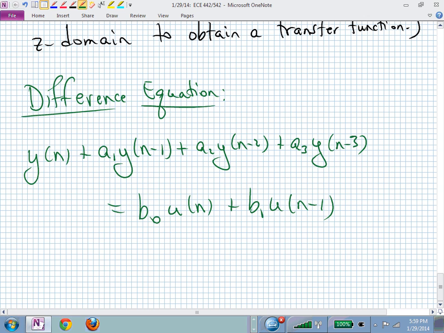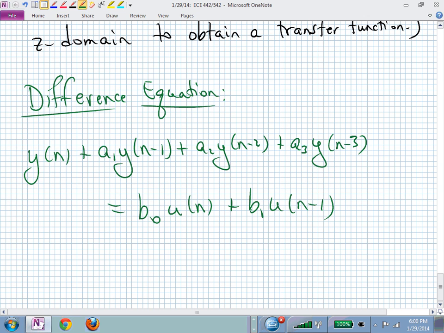How many delays or advances do you have? Here what you do is you concentrate on the output. Like in a differential equation, if you had a relationship between input and output, you would be focusing on how many times that output was differentiated. Here we're looking at how many delays or advances we have in the output, and you see that we have 1, 2, 3 delays. This is a third order system.